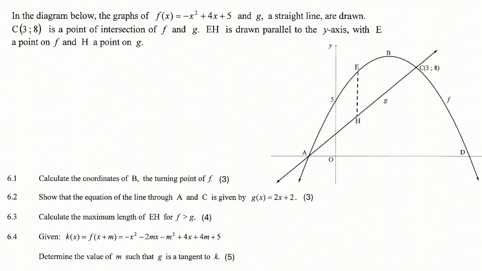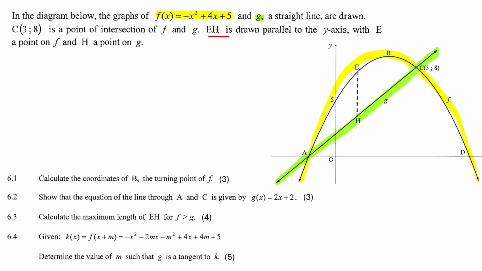In the diagram below, the graph of f, okay, so let's highlight that quickly. The graph of f is this one, and g, a straight line, are drawn. G is just the straight line, that one over there. Point C, which is at (3; 8), is the point of intersection. EH is drawn parallel to the y-axis. Okay, that sounds like a minimum maximum. First question, for 3 marks, says calculate the coordinates of B, which is the turning point of that.